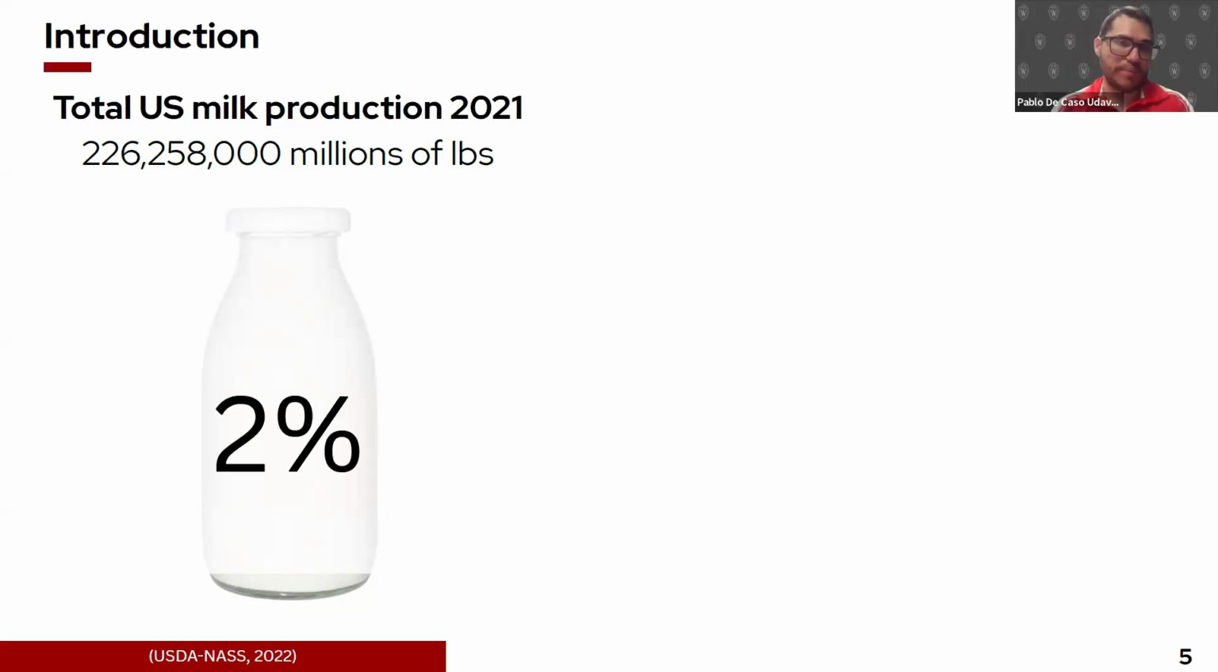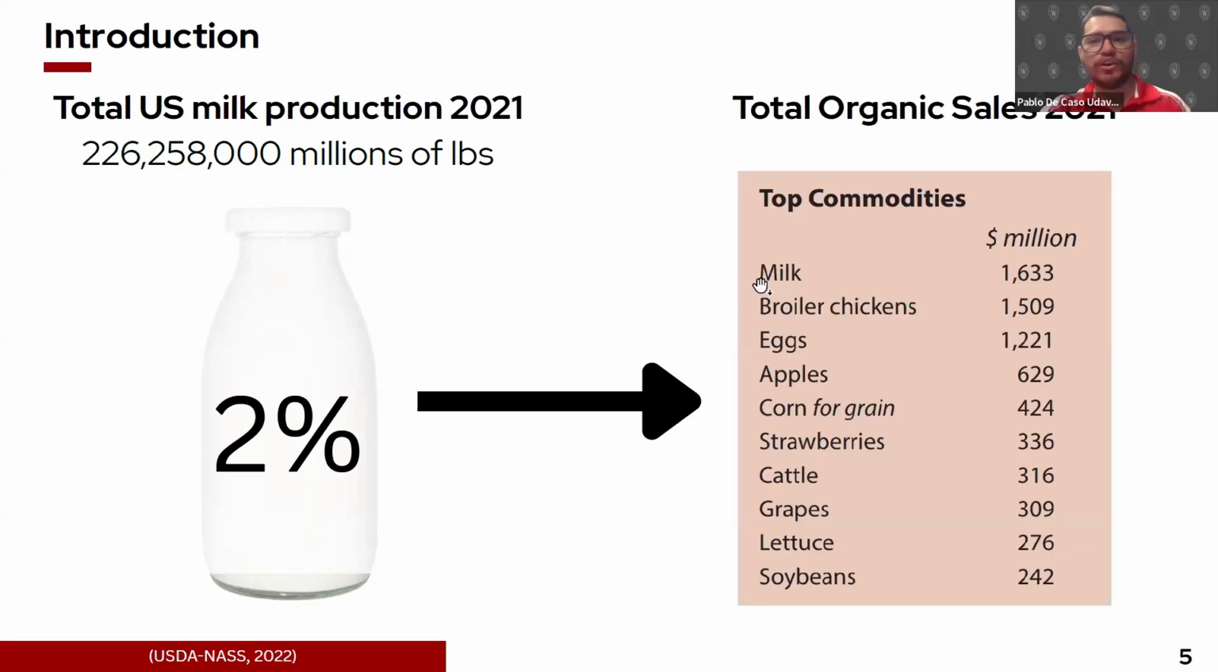You would say maybe it's a very small proportion of what is produced at the national level. But what's very interesting is that if we take a look at the total organic sales and the organic market, which is specifically what we're going to be tackling, milk is consistently the number one product or commodity sold, generating revenue by sales in that very same year.